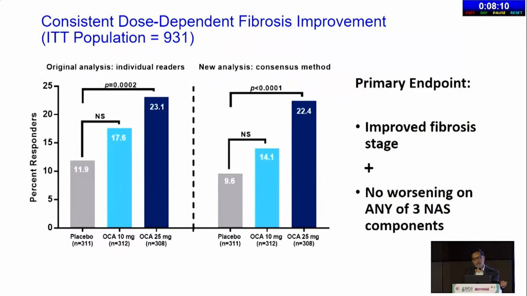So over time, there were 2 types of analysis done. The original analysis, there were 2 pathologists who read all the biopsies. But what has happened during the course of the last 2-3 years is that the best practices in terms of how NASH histology is to be reviewed in a clinical trial has evolved. So the current guidance from the FDA is that you have to have 3 pathologists.